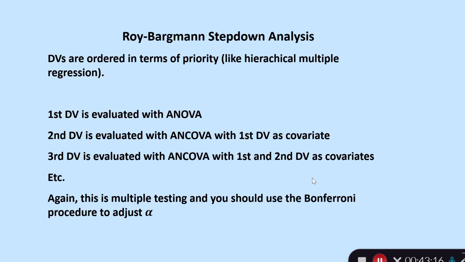In the third step, we take the third priority, the third order DV, and we again do ANCOVA, and this time we ask how much variance is explained by that DV when we've controlled for the first and the second DV as covariates. Okay, and etc. We could carry on depending on how many variables we had in this particular model. And as it says there, this is multiple testing, so you should use the Bonferroni procedure to adjust your alpha level. So here we're doing 3 comparisons in our step-down analysis, so we divide 0.05 by 3. Okay.